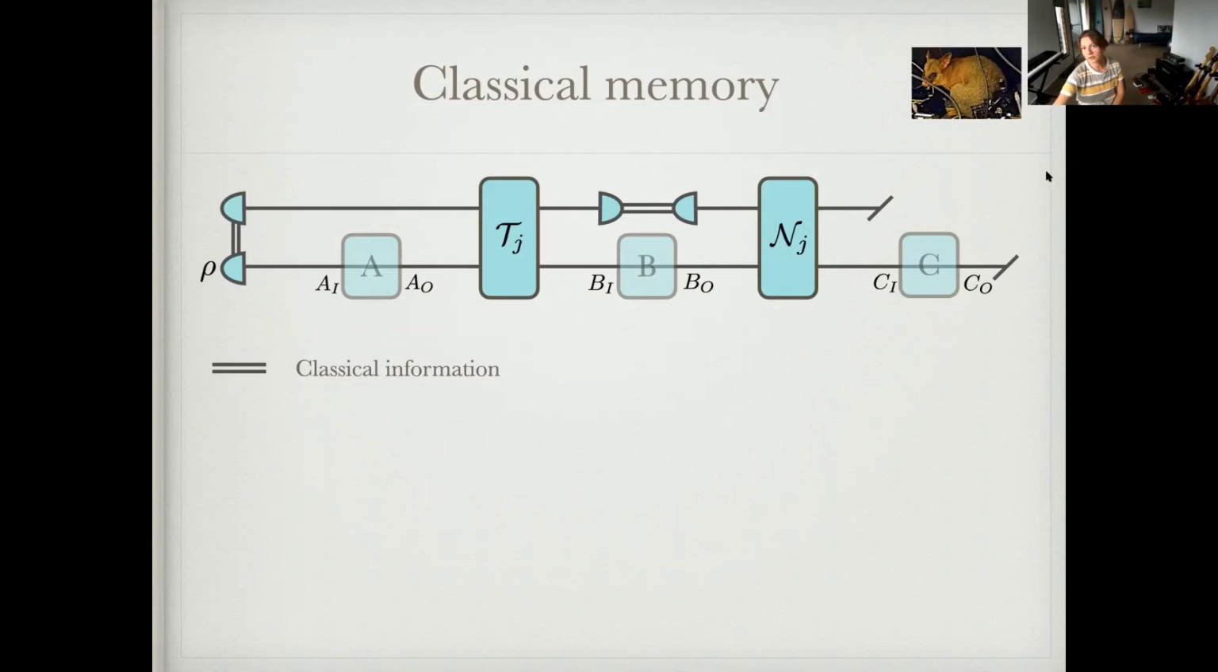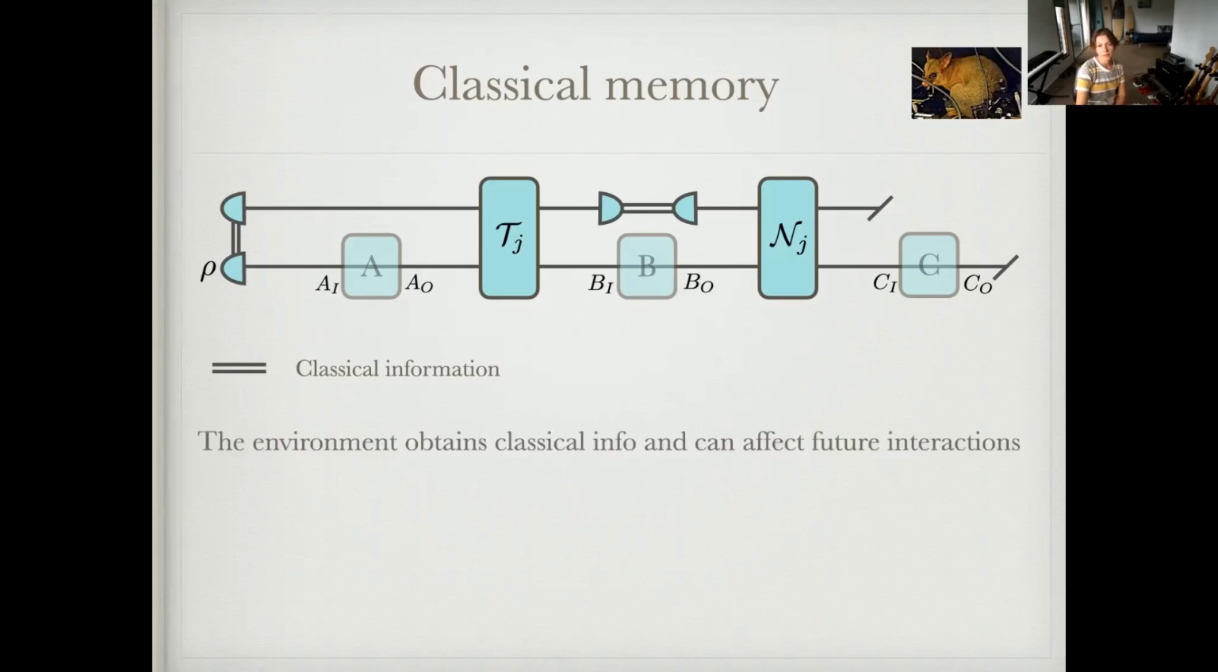And this can go on and on. So this is how we represent that the environment has a quantum memory and that the correlations it carries can be represented with a classical channel. And here are the measurement stations that we put in order to describe the process. Right, so the environment obtains classical information in every step and can affect future interactions.